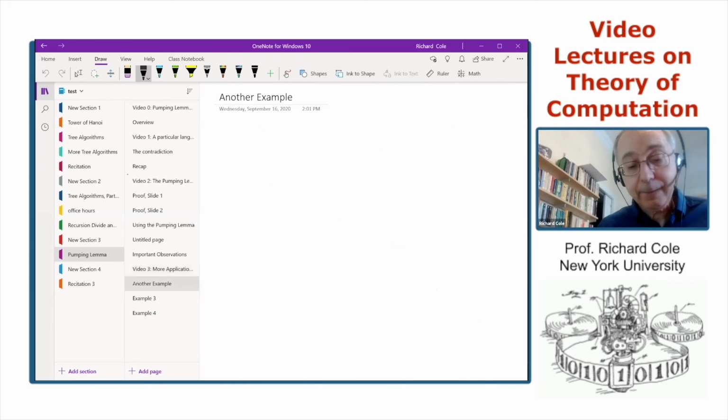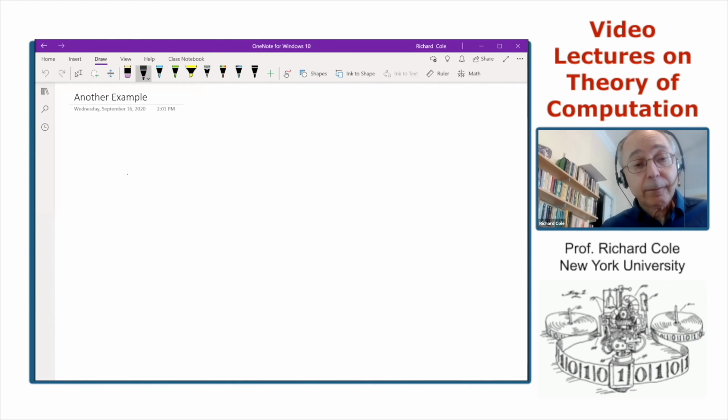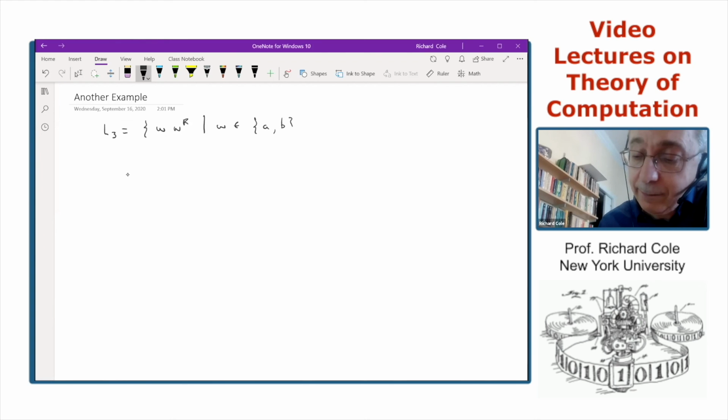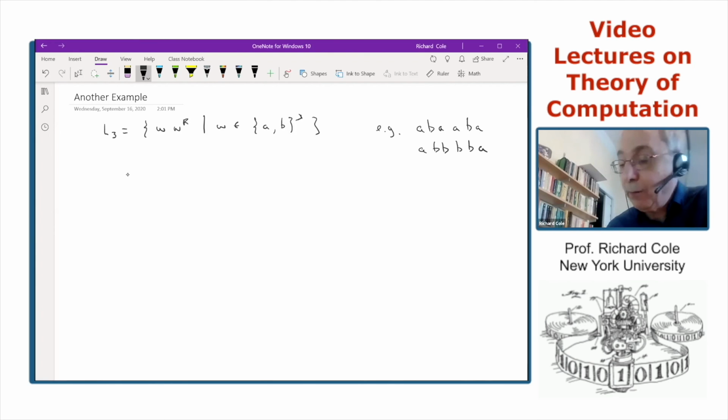Okay, my next example, call it L3. The strings of the form W, W reversed, where W is a string of A's and B's. So, e.g., ABA ABA, or ABB BBA, right? The first three characters is W, the second three characters is the reversal of W. W with the superscript R just means the string in reverse order.